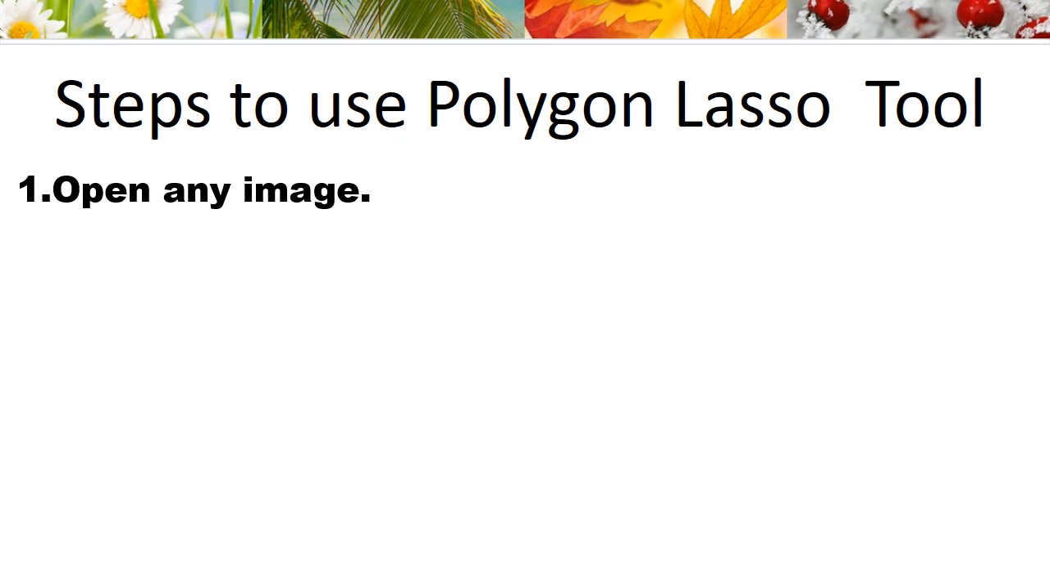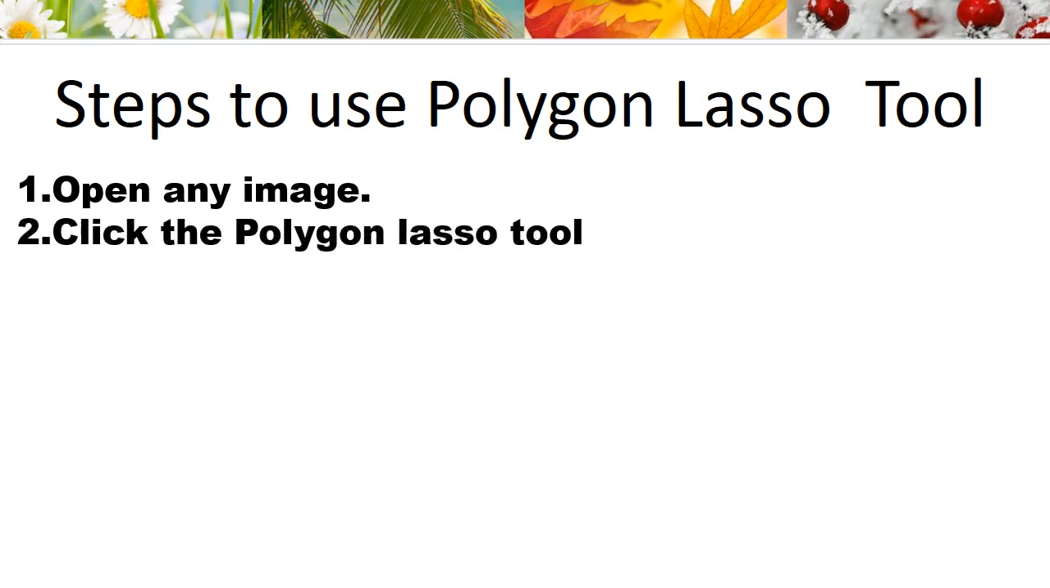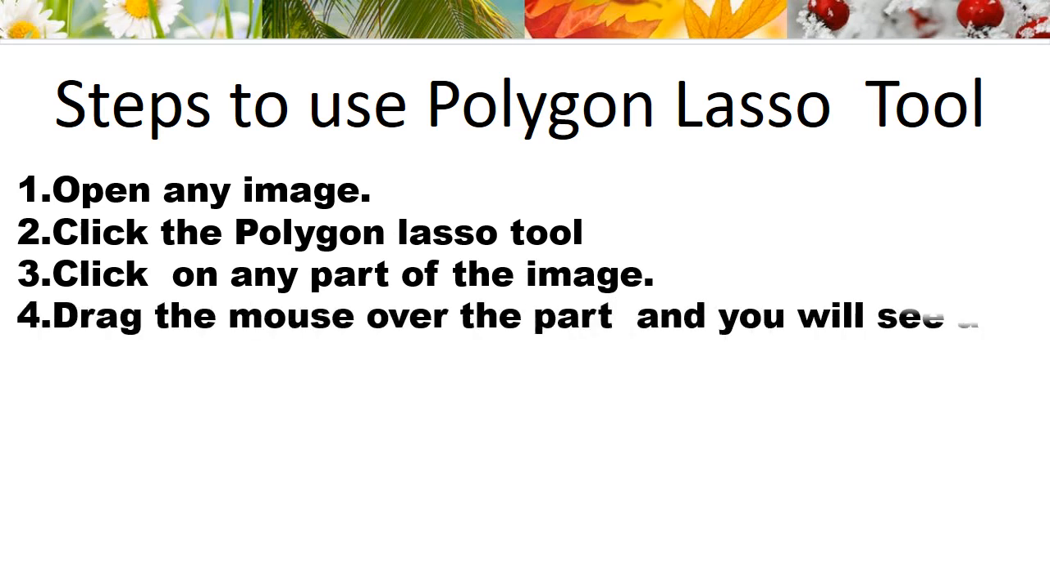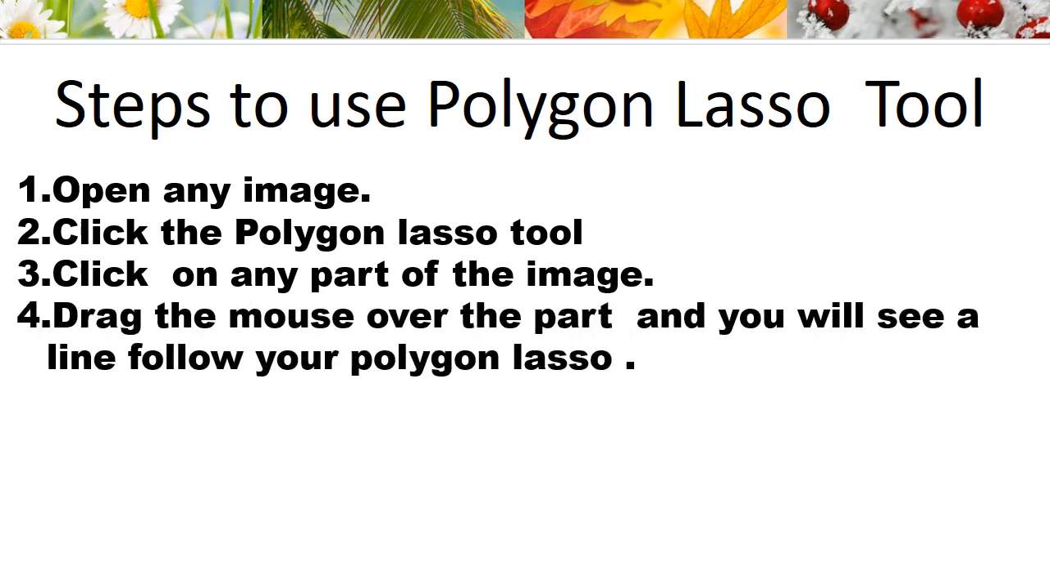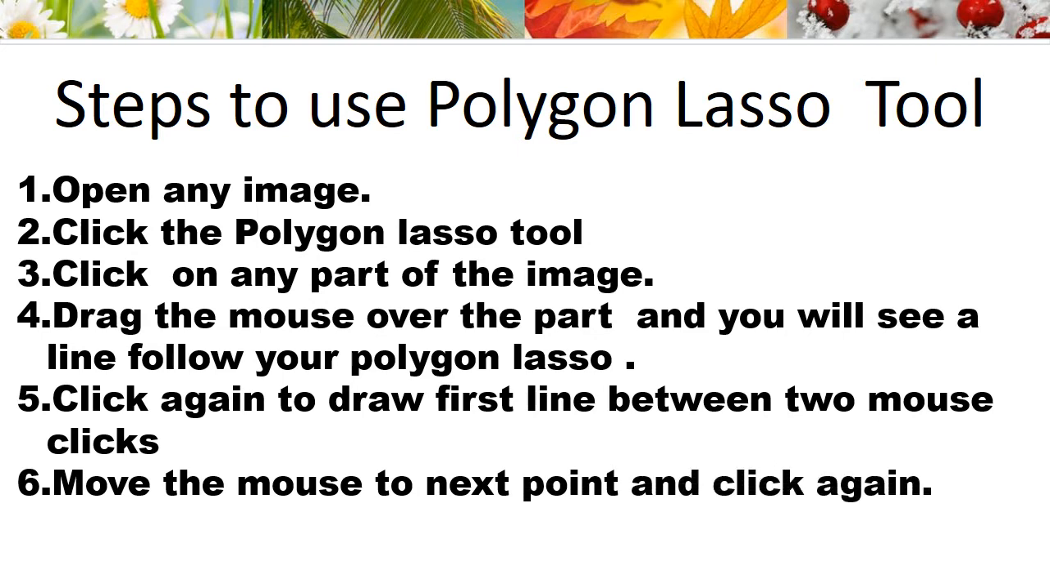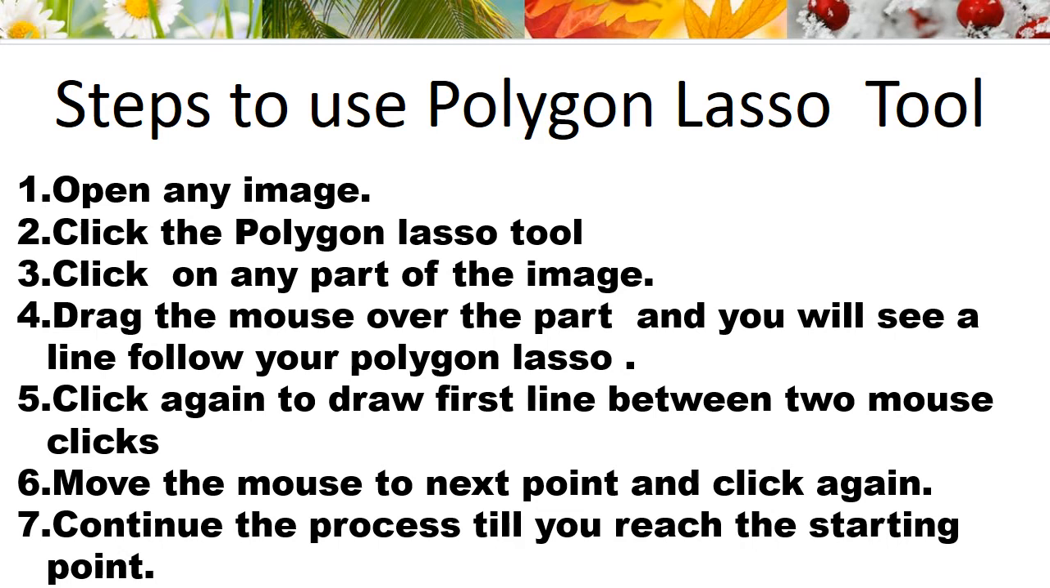Open any image, click the Polygon Lasso Tool, click on any part of the image, drag the mouse over the part and you will see a line follow your polygon lasso. Click again to draw the first line between the two mouse points or two mouse clicks. Move the mouse to the next point and click again. Continue the process till you reach the starting point.